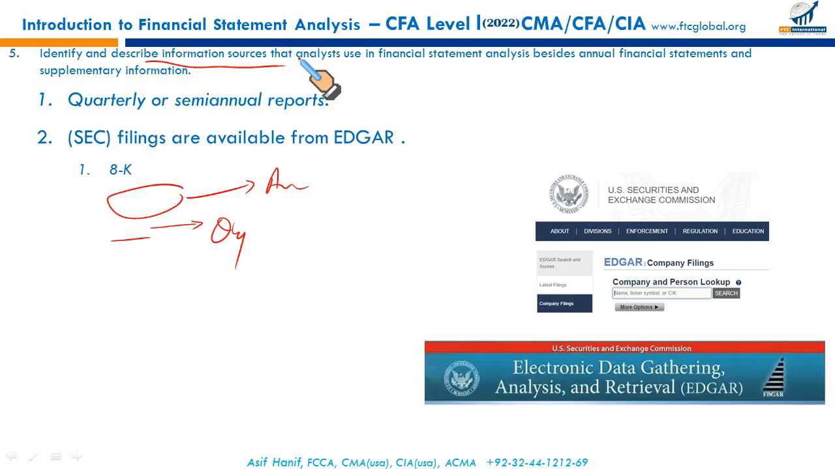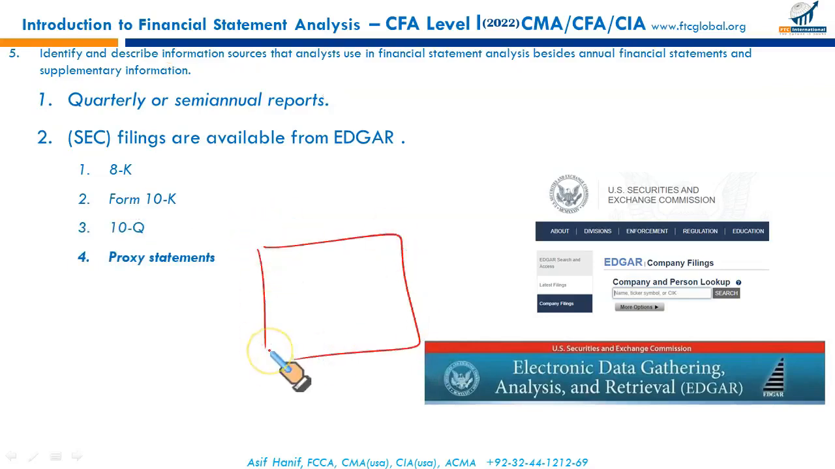Form 8K regarding major disinvestments, major acquisition and disposals. Form 10K is a summary of your financial statements. Form 10Q is submitted quarterly and it is not audited. Form and proxy statements. Now this requires a little discussion.